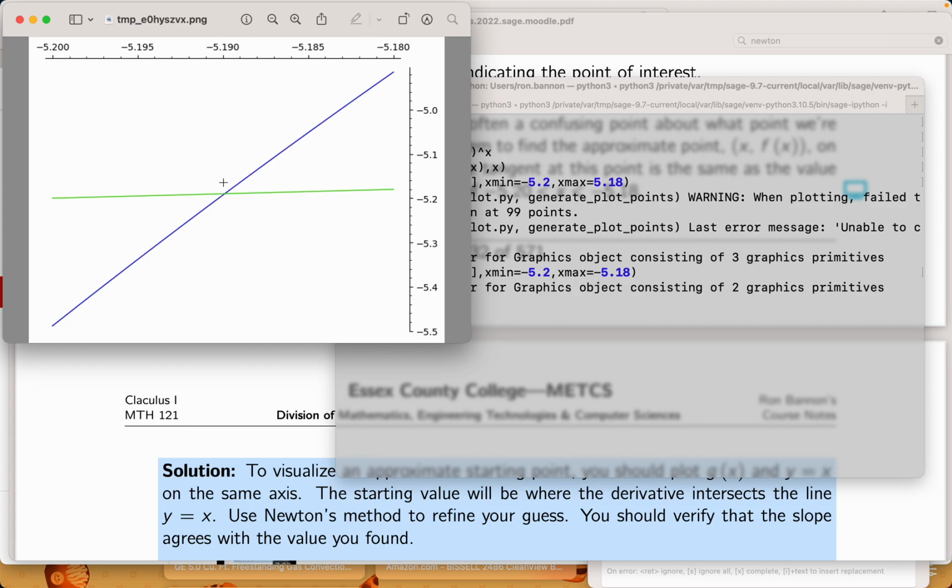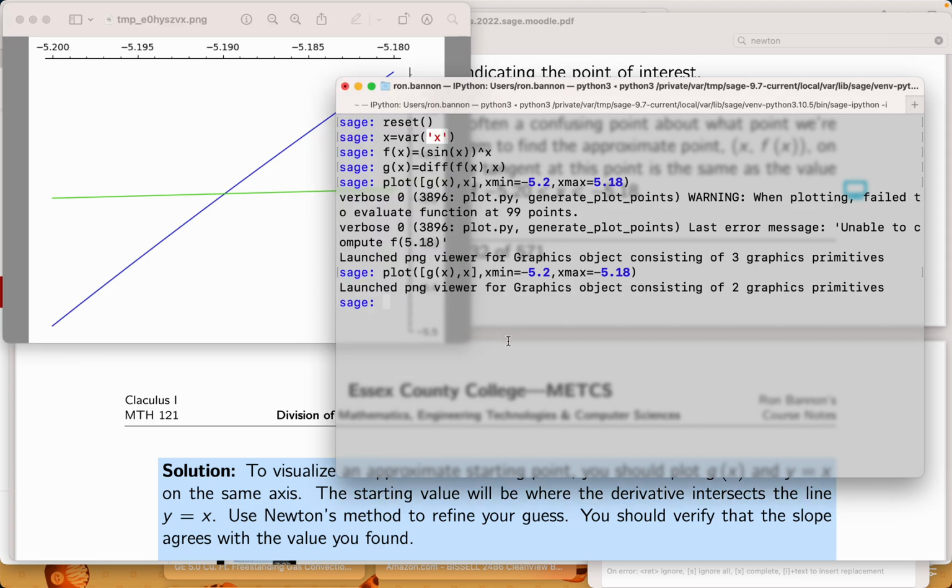What am I seeing? I'm seeing a good initial guess right now. I'm going to say the good initial guess is about minus 5.19. So I'm going to start trying to find that point of intersection. The way I'm going to do that is create a new function called h of x, which is equal to g of x minus x. And then Newton's method, which is going to be equal to x minus h of x divided by the derivative of h of x with respect to x.